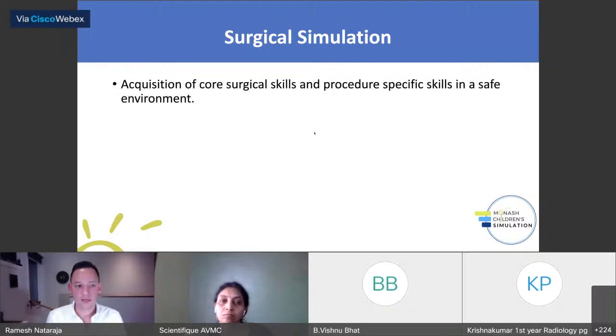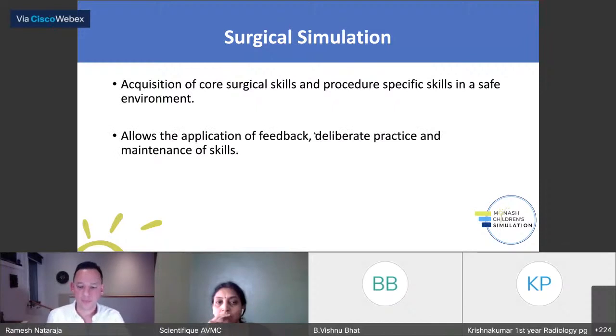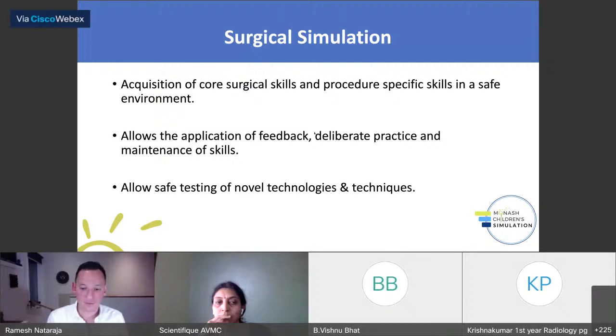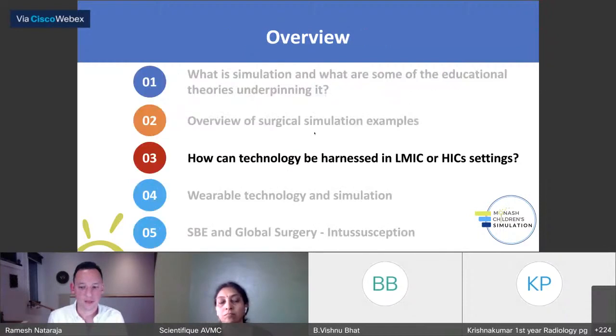So surgical simulation is the acquisition of core surgical skills in a safe environment. You can do feedback, deliberate practice, maintenance of these skills, and you can also test novel technology and techniques as well within a safe environment before going to the patient. So let's go talk about technology and how it can be harnessed.